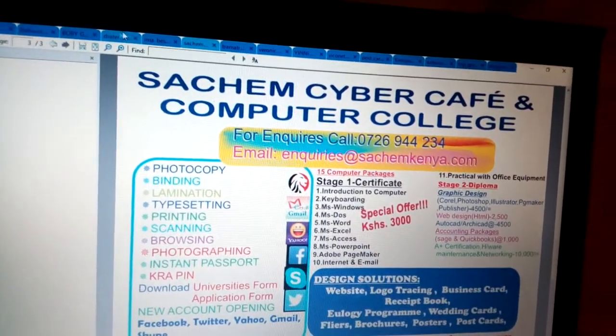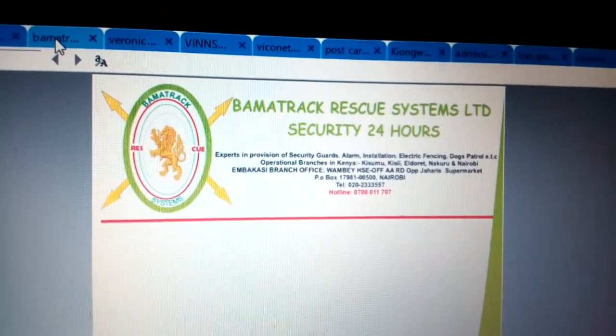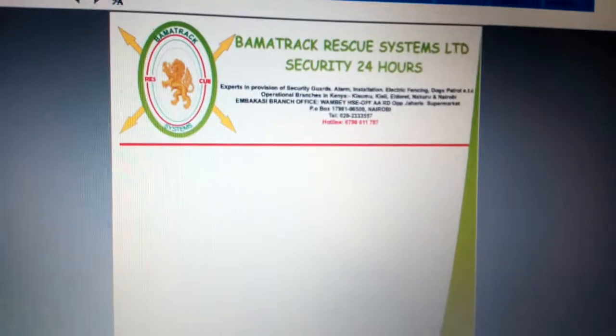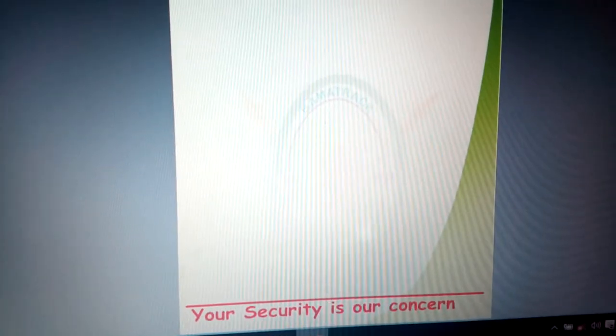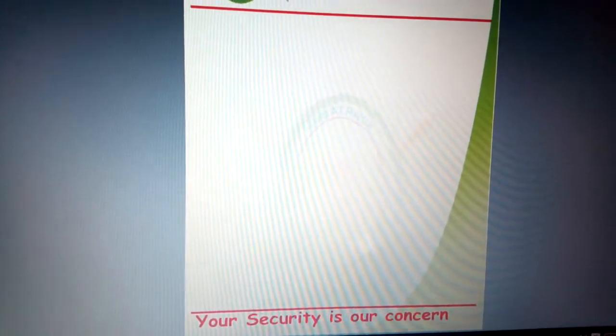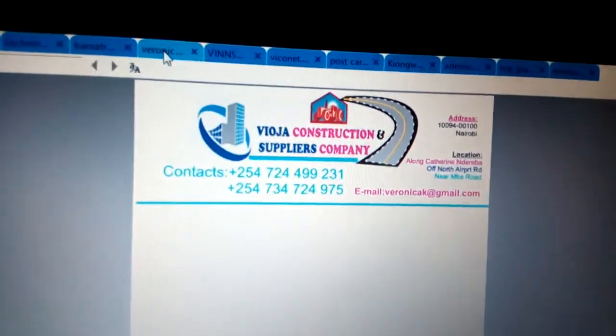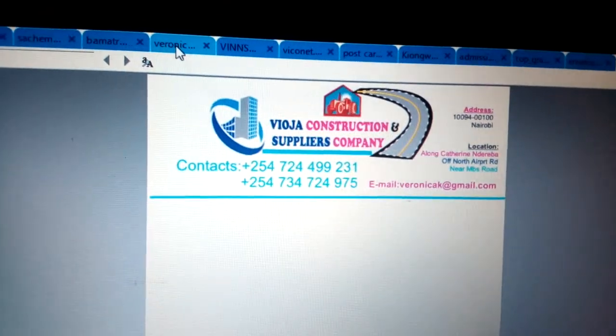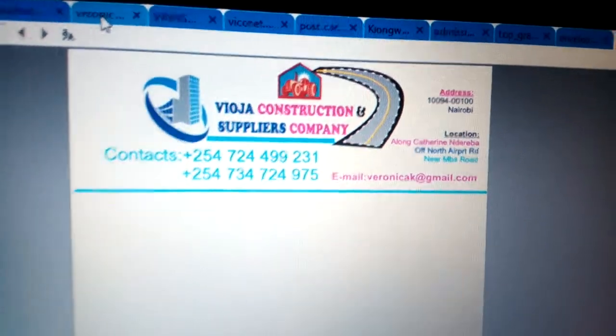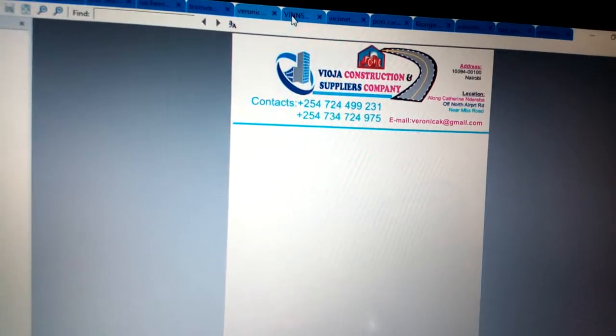Now we have the other sample. This is still a sample of a letterhead. As you can see, that's a letterhead of a different size from an A4, whereby you include the information at the top. You have the watermark, as you can see, just in the background. And the motto here is "security is a concern." You are required to design a logo which relates with what that company deals with. We have another letterhead for Viager Construction. Among other information there, you can see the contact, and you can see we still have a watermark. As you can see, it is very crucial to put the watermark in a letterhead.